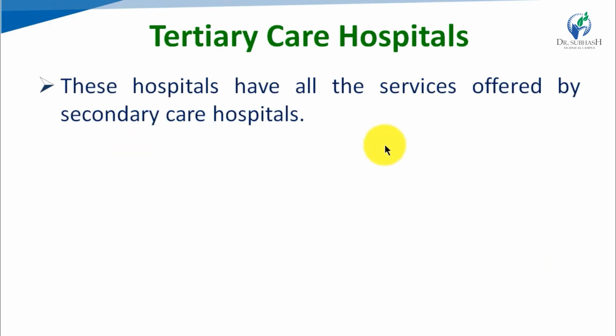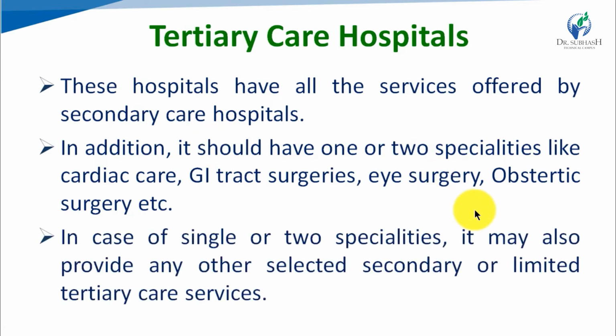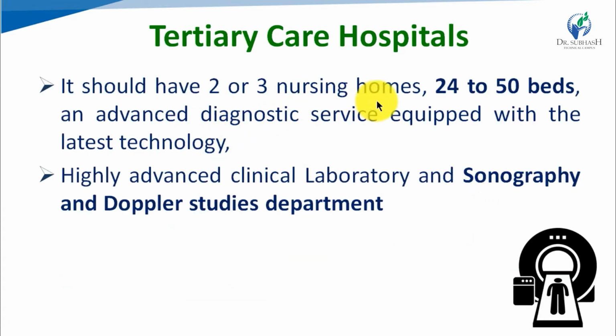Then tertiary care hospital. This hospital should have all the services offered by the secondary care hospitals. In addition, it should have one or two specialties like cardiac care, GI tract surgeries, eye surgeries and obstetric surgeries, etc. In case of one or two specialties, it may also provide other selected secondary or limited tertiary care services. So it should have certain specialty services provided by the tertiary care hospital.